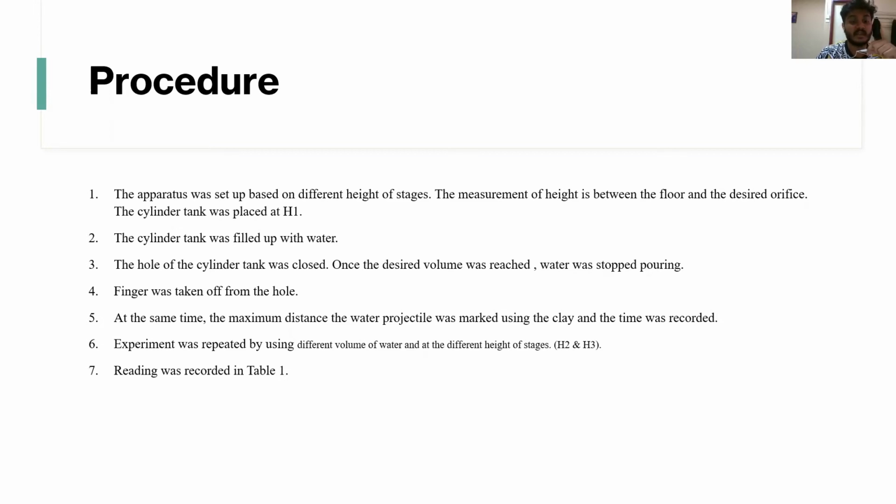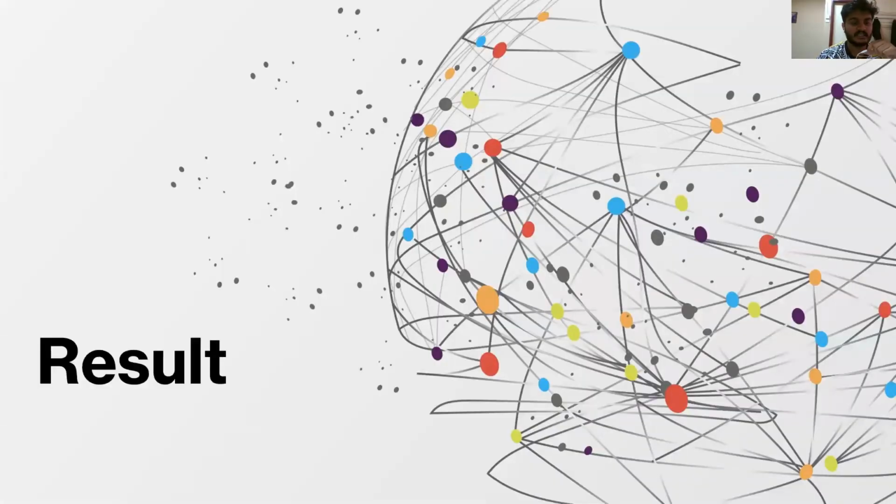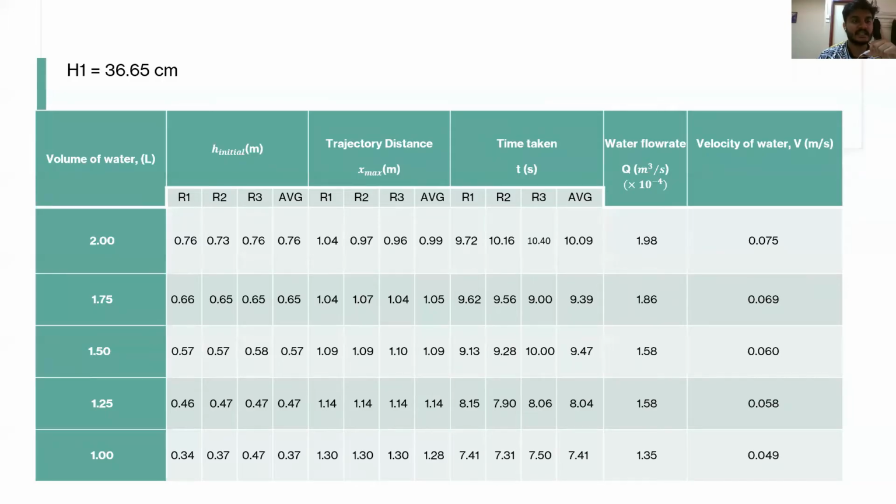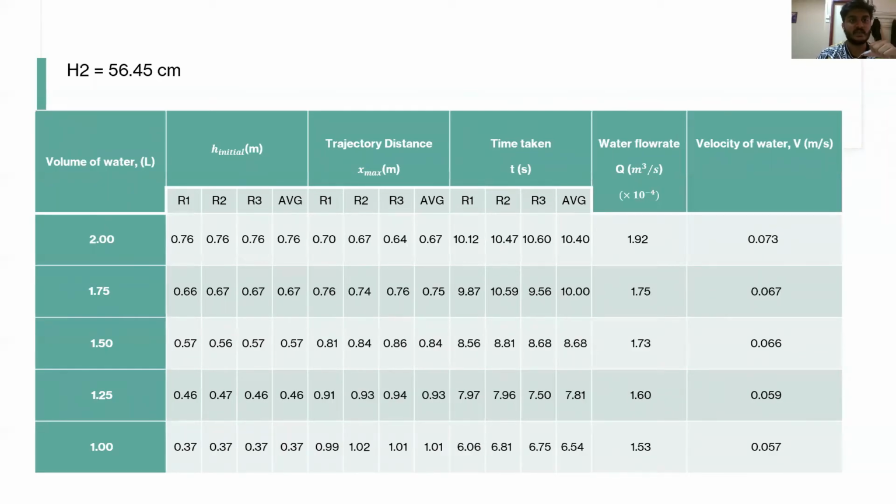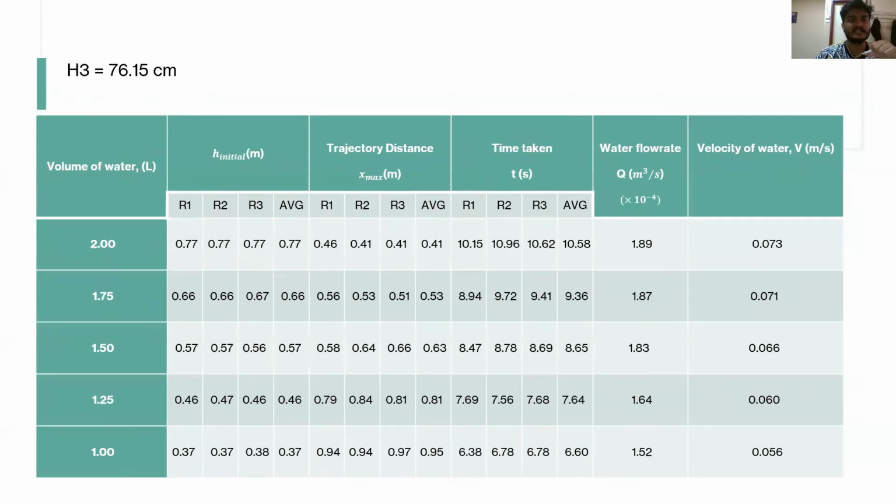The experiment was repeated by using different volumes of water at different heights of stages, which is height 2 and height 3. Height 1 is considered as the lowest, height 2 is higher than height 1 and height 3 is the highest. Readings were recorded in table 1. These are the results. This is H1, which is considered as the lowest. This is H2, which is higher than H1, and this is the highest, H3.